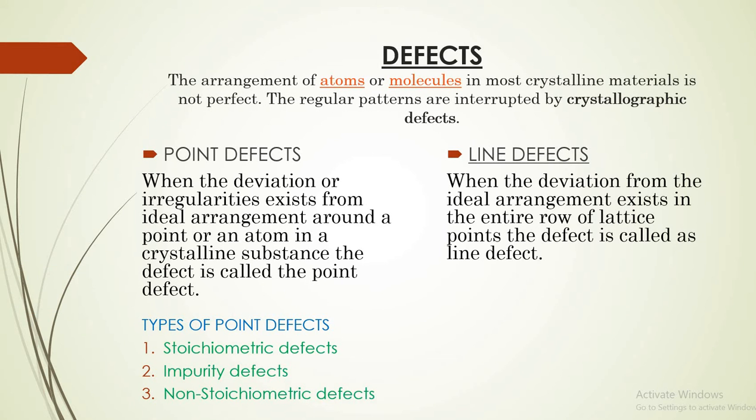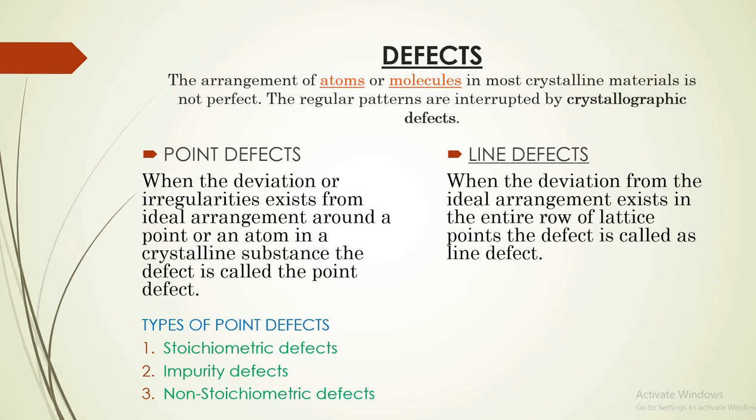Defects. The arrangement of atoms or molecules in most crystalline materials is not perfect. The regular patterns are interrupted by crystallographic defects. These are broadly divided into two categories: point defects and line defects.